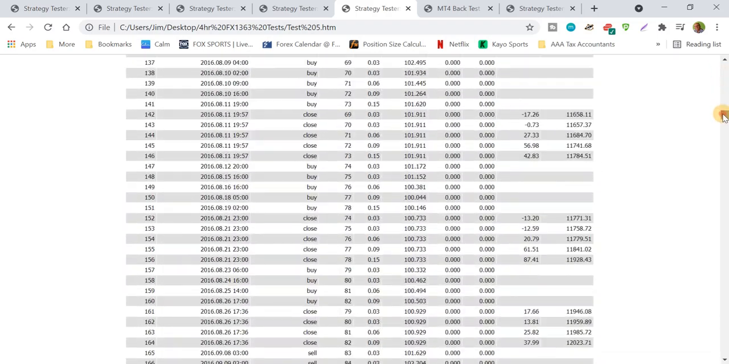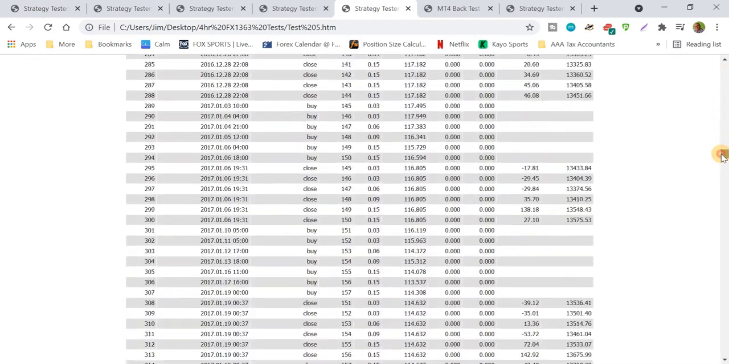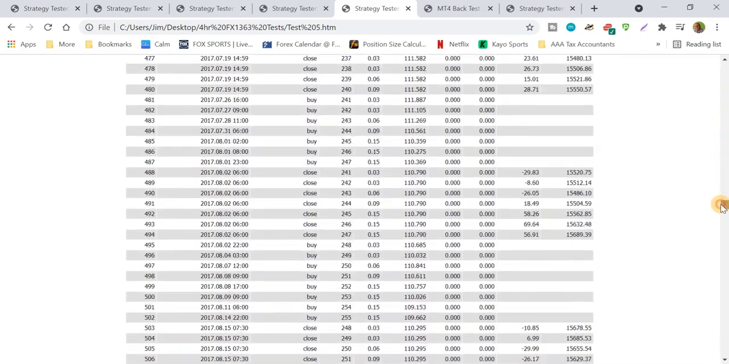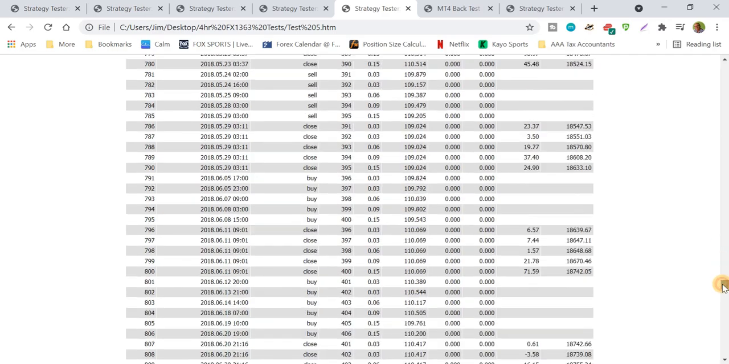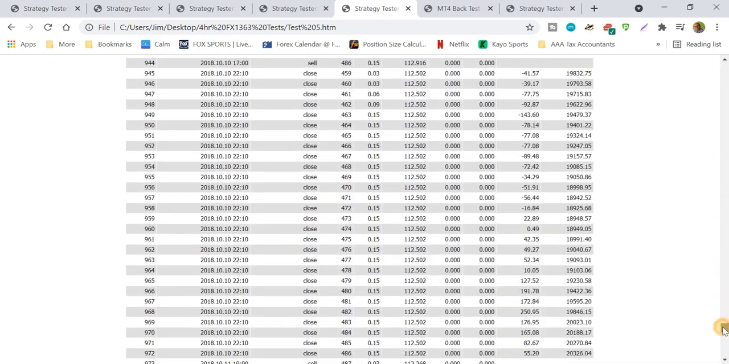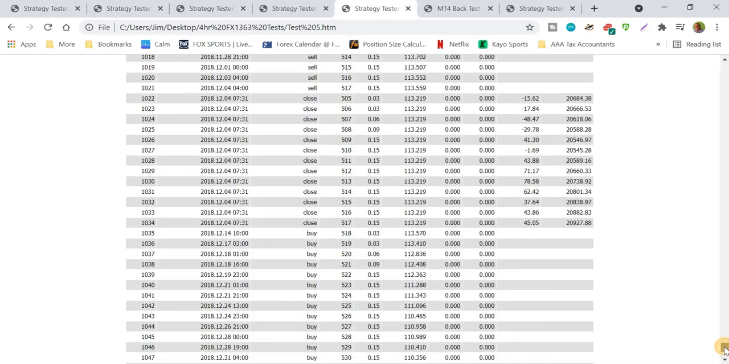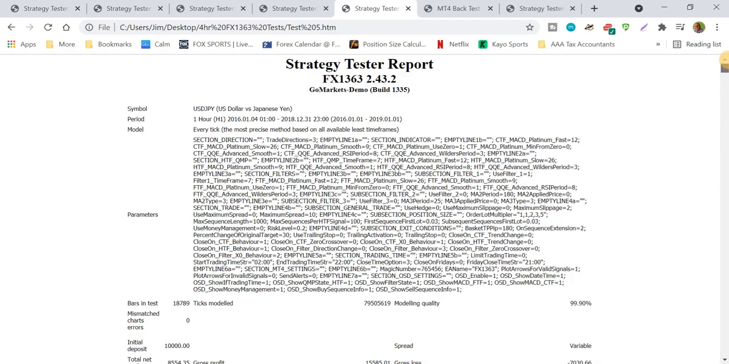And again, here's the report with all the trades taken in that period. You can see it scrolls down, down, down, down. You can see every trade. It's about as accurate as you're going to get on a back test, which is great.